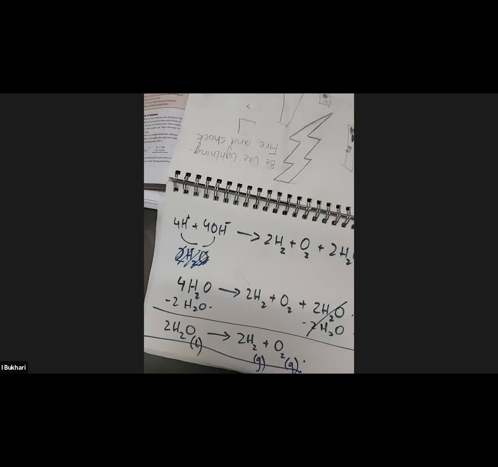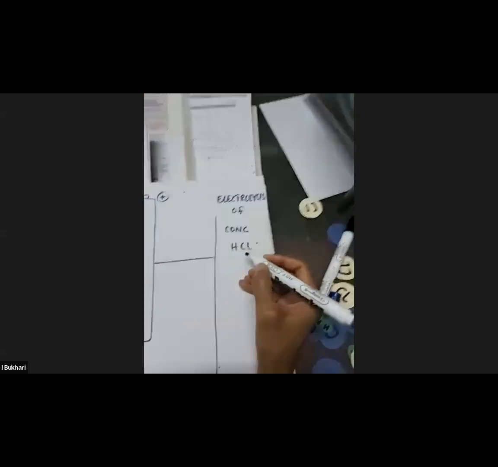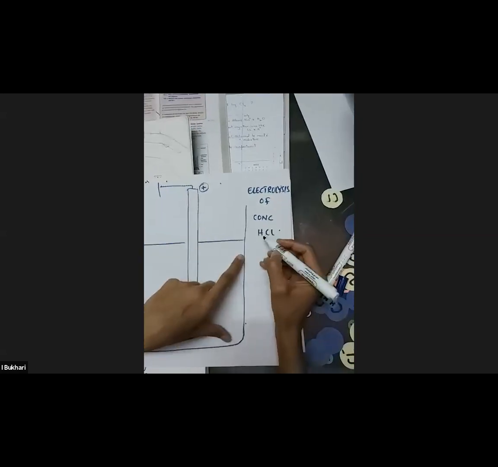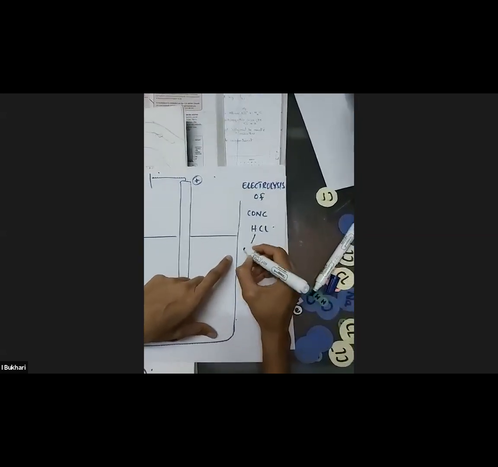Okay, so that was dilute sodium chloride. Then electrolysis of concentrated hydrochloric acid. Can anybody tell me the ions? Just simply write down, okay? My cameraman will do the job, otherwise I cannot write and hold the camera at the same time.